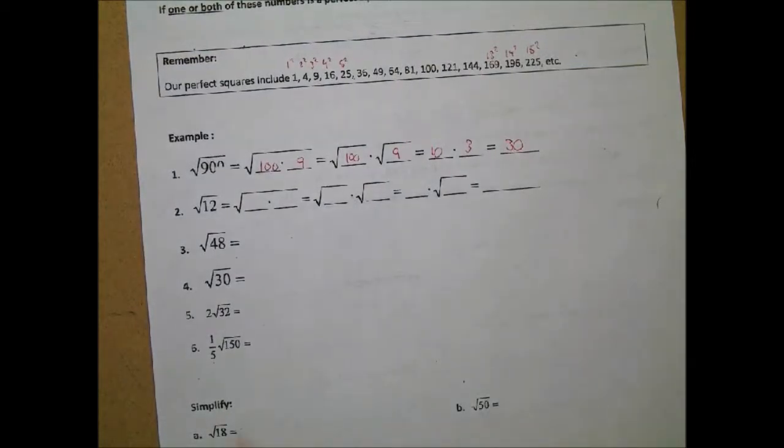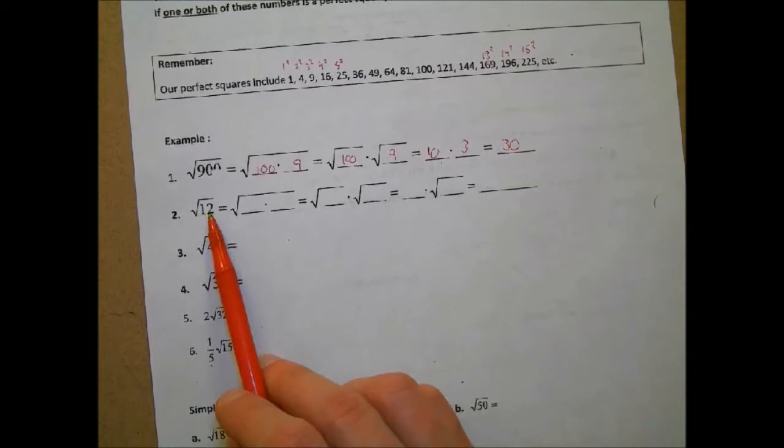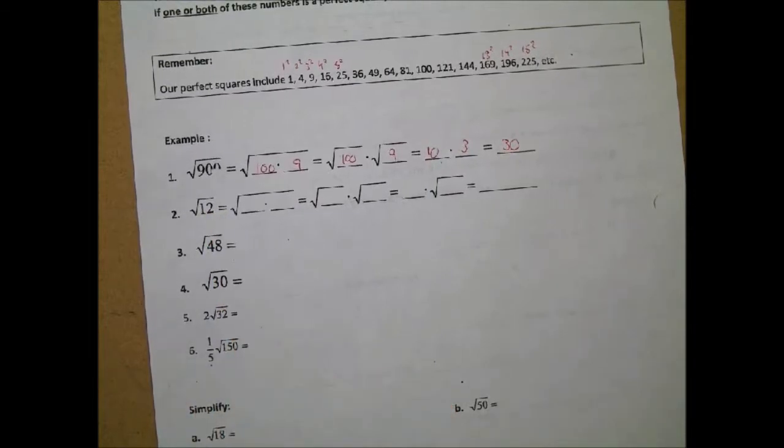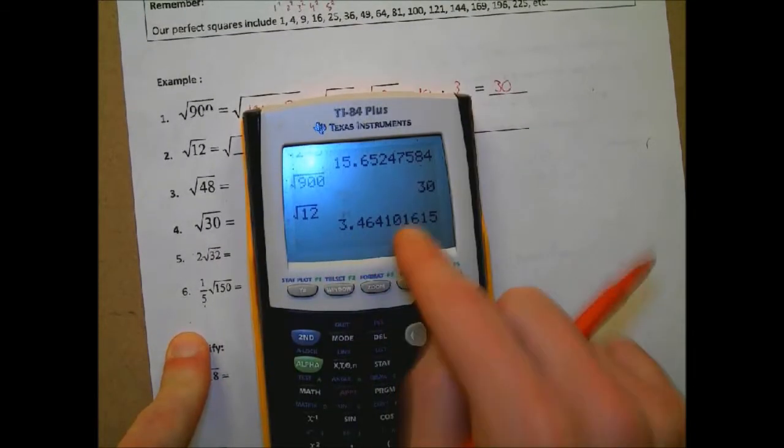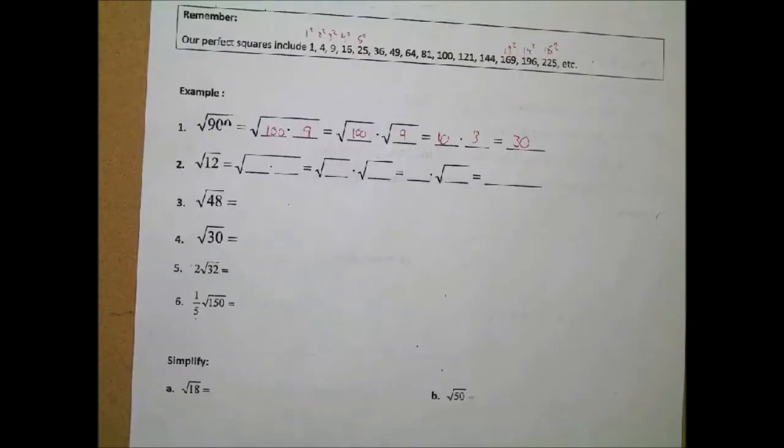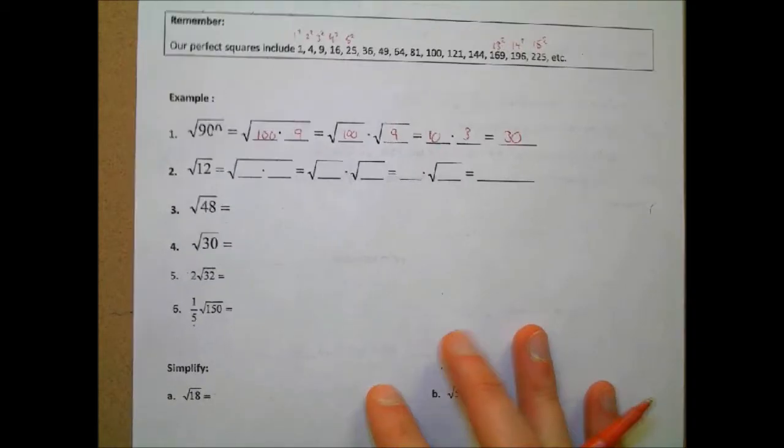All right, let's go to 12. Is 12 a perfect square? Let's check. Square root of 12. It's not, right? Nasty decimal there. So we need to see if we can simplify it. Are there any perfect squares that divide 12?